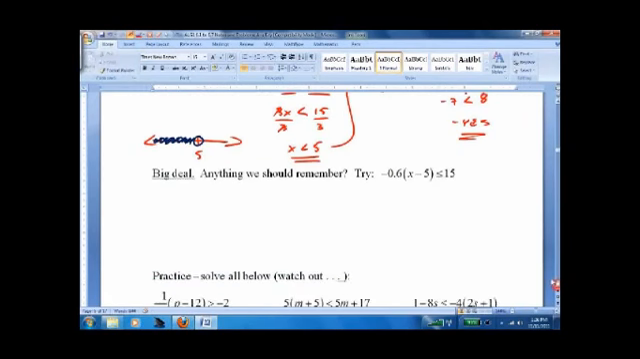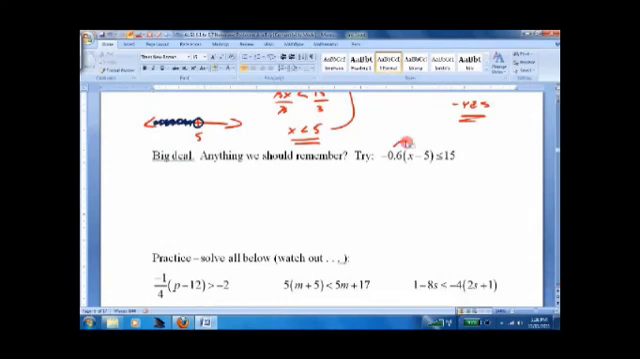Now, anything we should remember? I hope so. Just did this very recently. Distribute negative 0.6x. Negative negative is going to be a positive. 5 times 0.6 is 3. Less than or equal to 15. Subtract 3 from both sides. Negative 0.6x less than or equal to 12. Divide by negative 0.6. We're dividing by a negative, so the sign gets flipped.